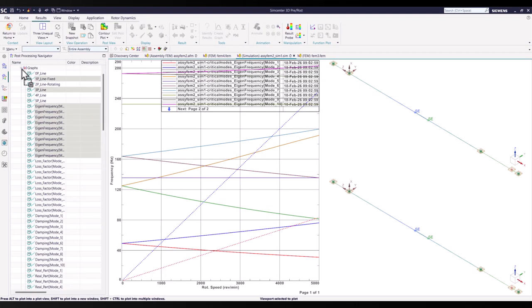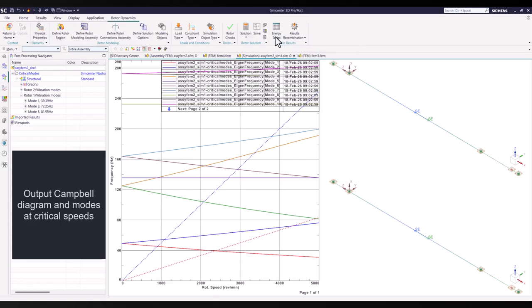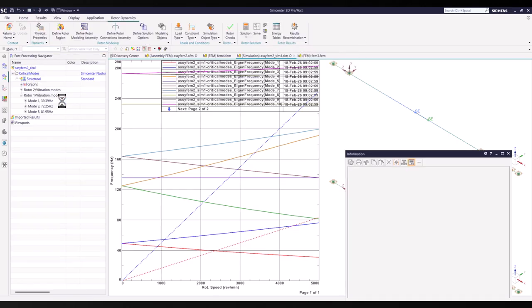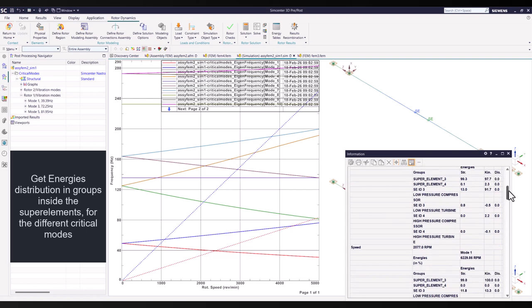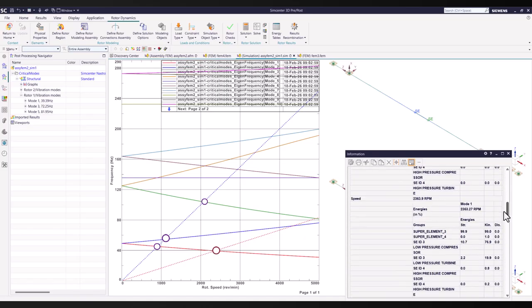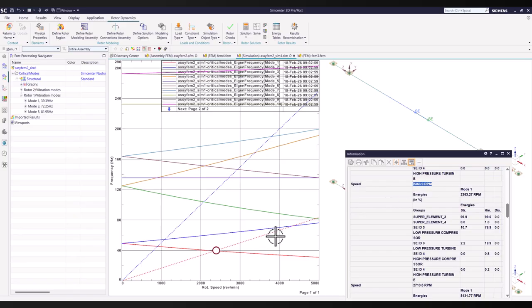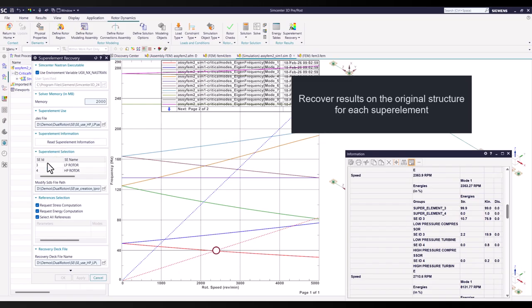In the results, we have the Campbell diagram with modes at critical speeds, but to get the contour plots, we will ask for the results recovery. We already have the energy distribution for the different modes. And here, for instance, for the first critical modes of the first rotor.